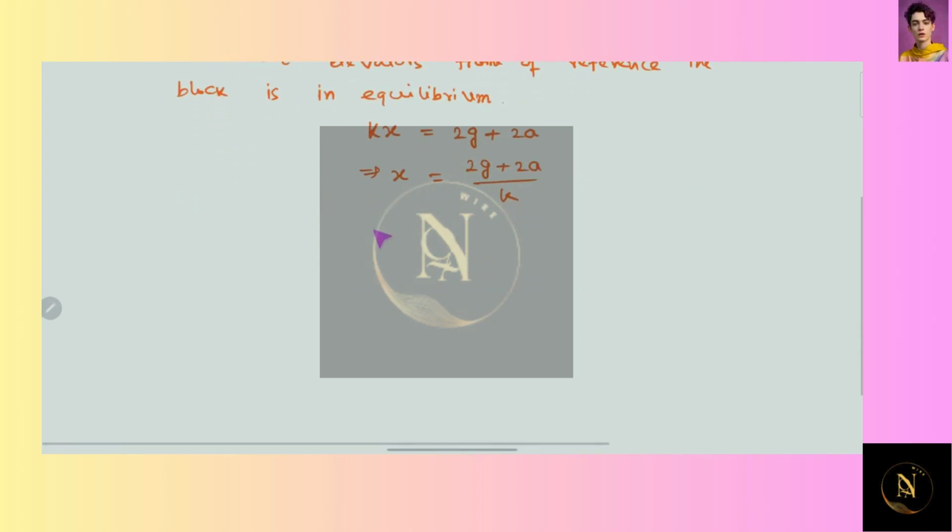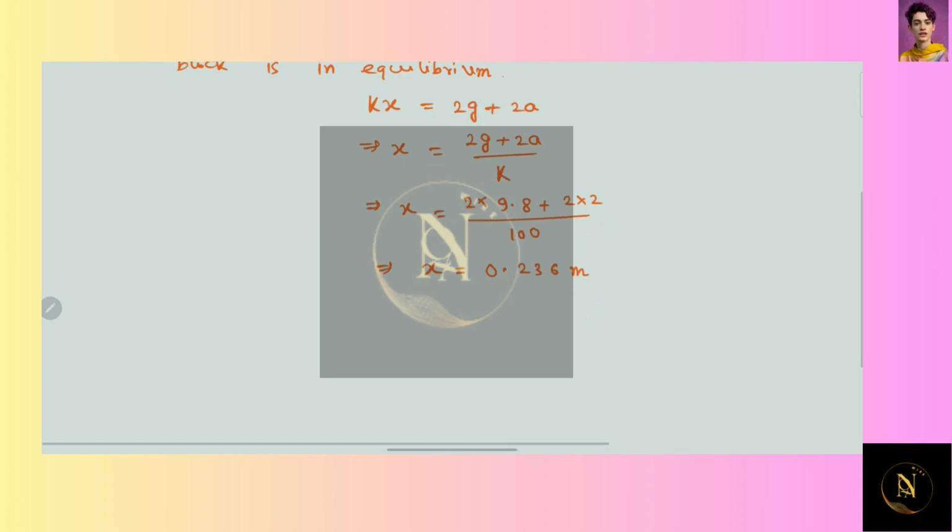We can put the values of g and a, so we will get (2 into 9.8 plus 2 into 2) by k, which is 100. On simplifying this we will get x equals 0.236 meter. So on rounding it off to the correct significant figure we will get this around 0.24 meter. So this is the answer for the first part of this question.